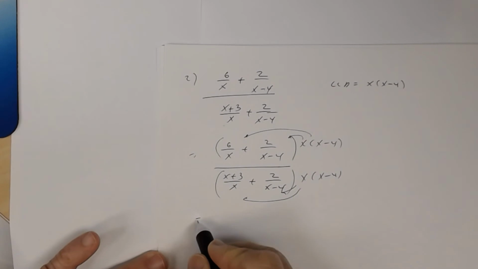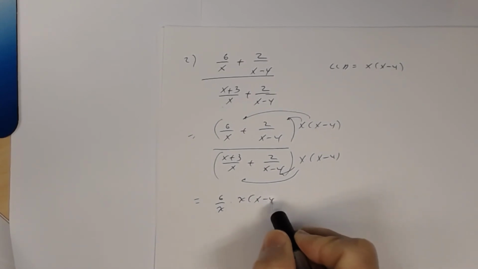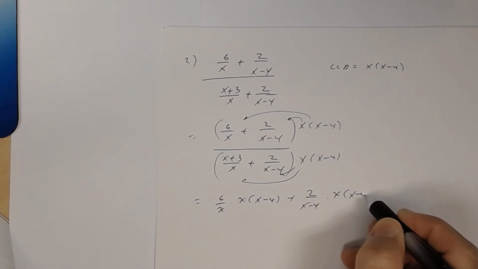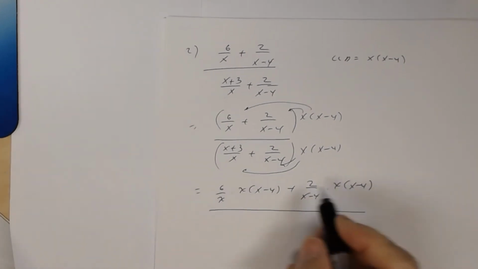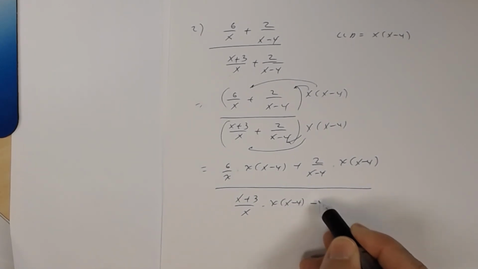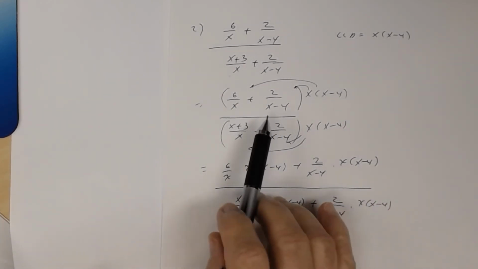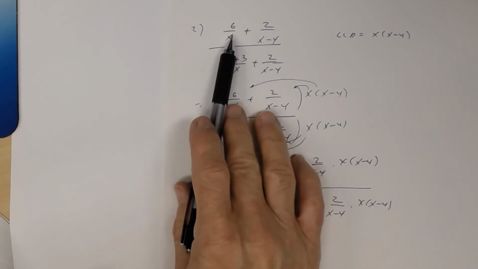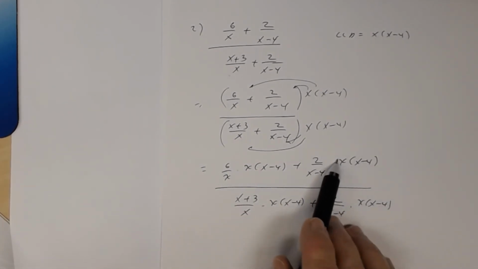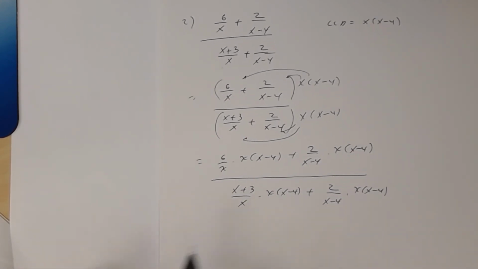Now, the next step is to distribute. So here's going to be your step. You're going to say 6 divided by x times my LCD plus this fraction, 2 divided by x minus 4 times the LCD, divided by x plus 3 divided by x times the LCD plus the next fraction, 2 divided by x minus 4 times the LCD. So notice all I did was multiply every fraction, 1, 2, 3, 4, by the LCD. At this point is where you're going to reduce.